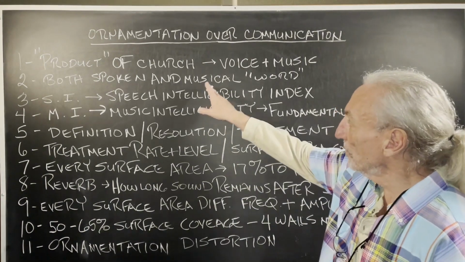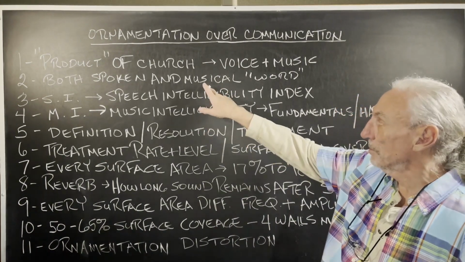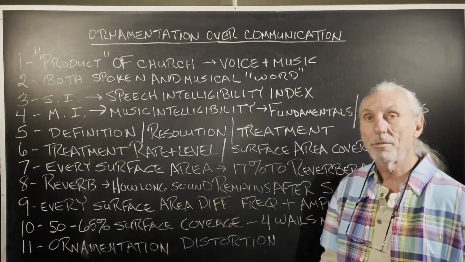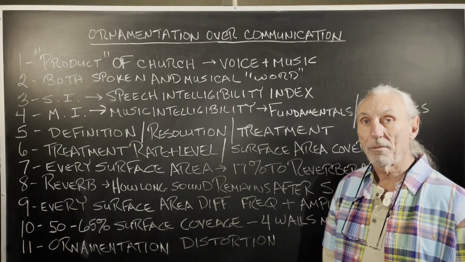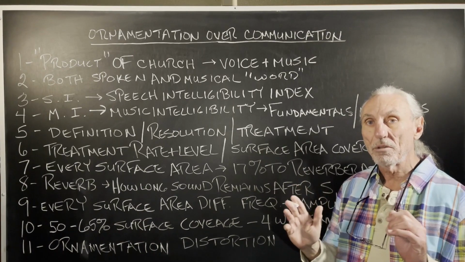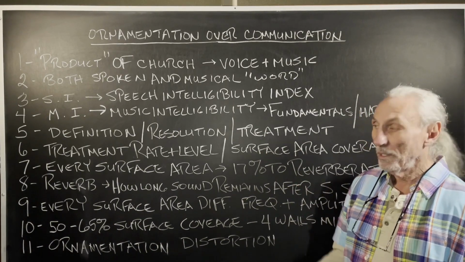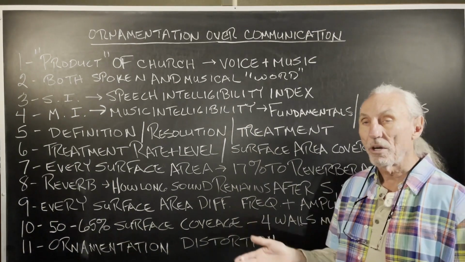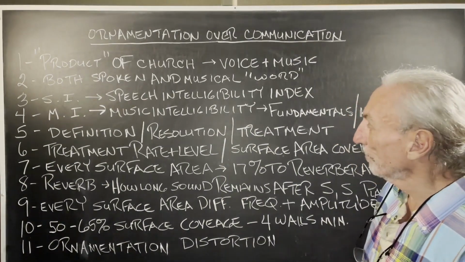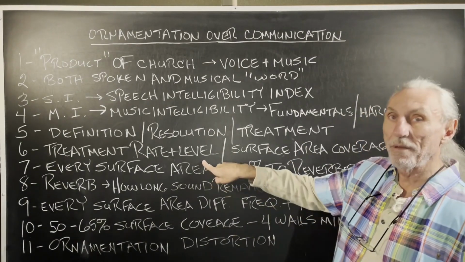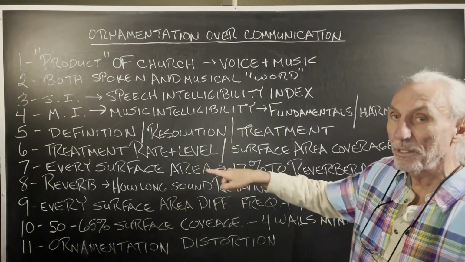Okay, we have speech intelligibility and music intelligibility. Those are the two products, voice and music. We got to get them both right. They're not easy to get right because the two indexes that they use don't overlap much. So you got to know what you're doing. I'm going to try to give you a beginning, a start to what you have to look at: definition, resolution, and treatment. The treatment must have the proper rate and level of absorption.